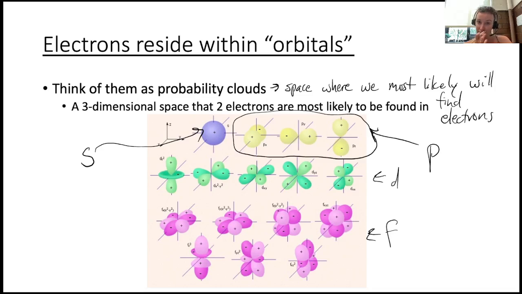And specifically in chemistry, folks, we know that electrons always come in pairs. So we're not just talking about a single electron, we're talking about the space where we will most likely find two electrons.